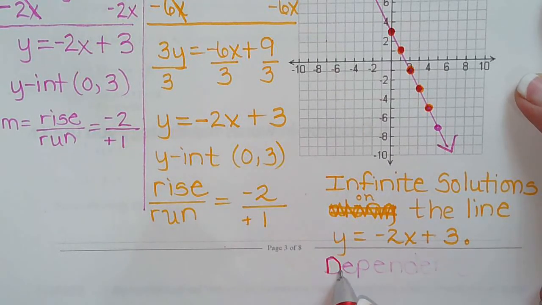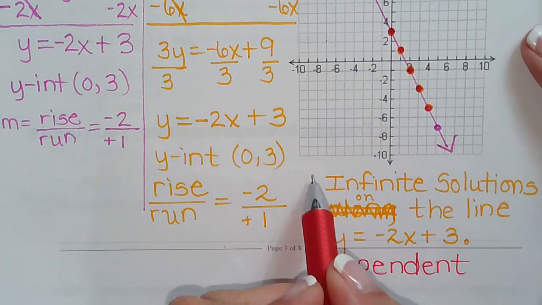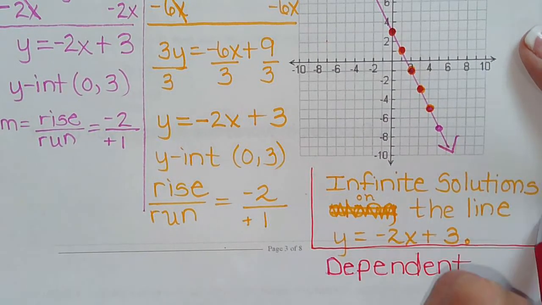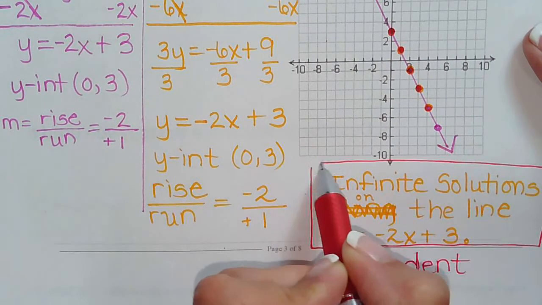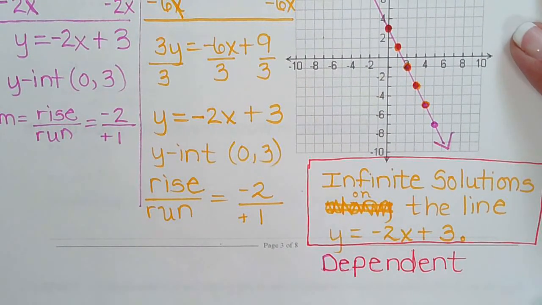Okay, so dependent, because one line depends on another line because they graph right on top of each other. So if they just ask for the solution, this is the solution. But if they ask for what type of system it is, which they could, that is dependent.